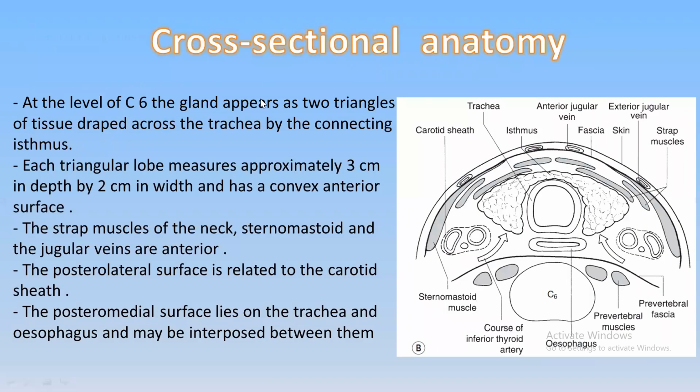At the level of C6, the gland appears as two triangles of tissue draped across the trachea by the connecting isthmus. Each triangular lobe measures approximately 3 cm in depth by 2 cm in width and has a convex anterior surface. Strap muscles of the neck, sternomastoid, and jugular veins are anterior. Posterior lateral surface is related to the carotid sheath. The posterior medial surface lies on the trachea and esophagus and may be interposed between them.